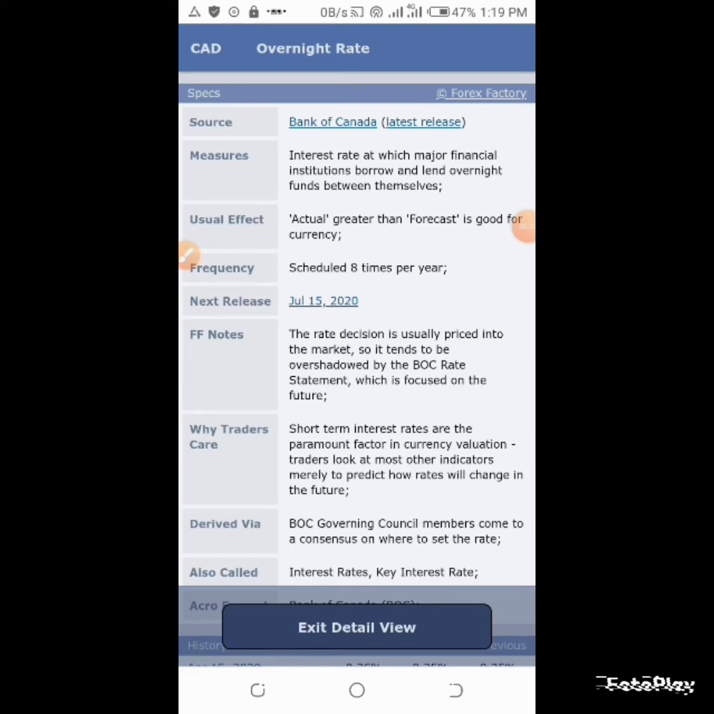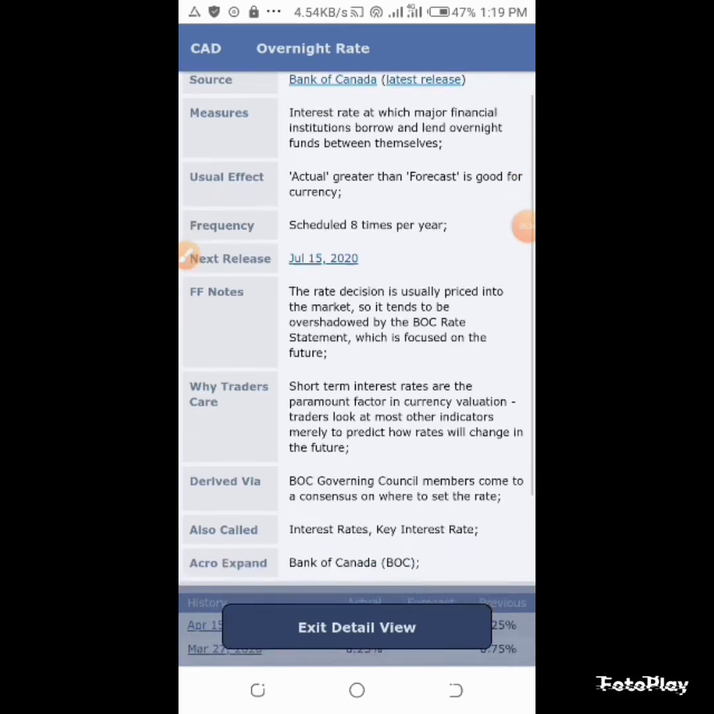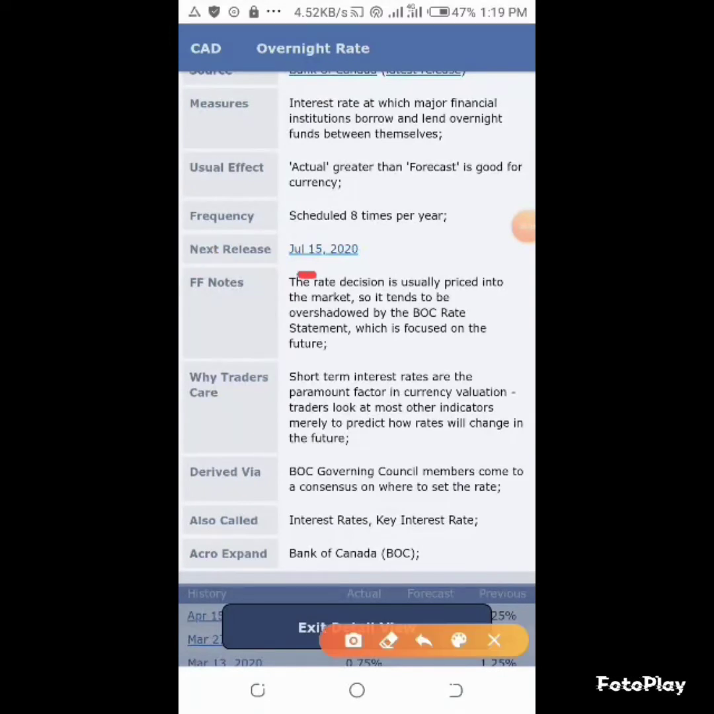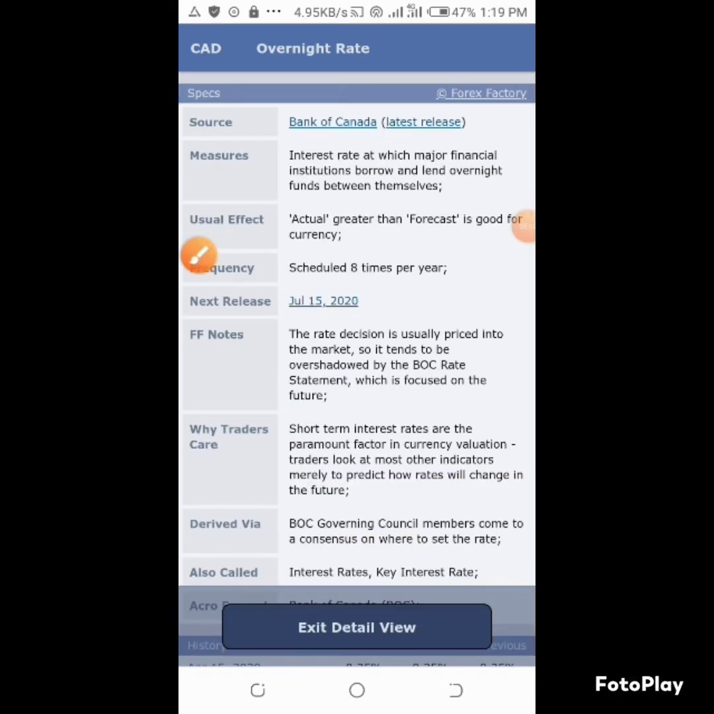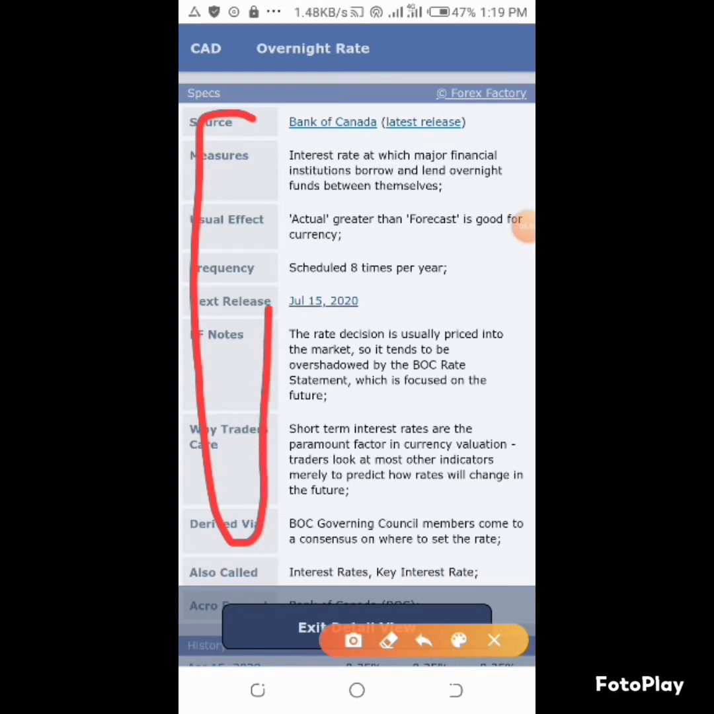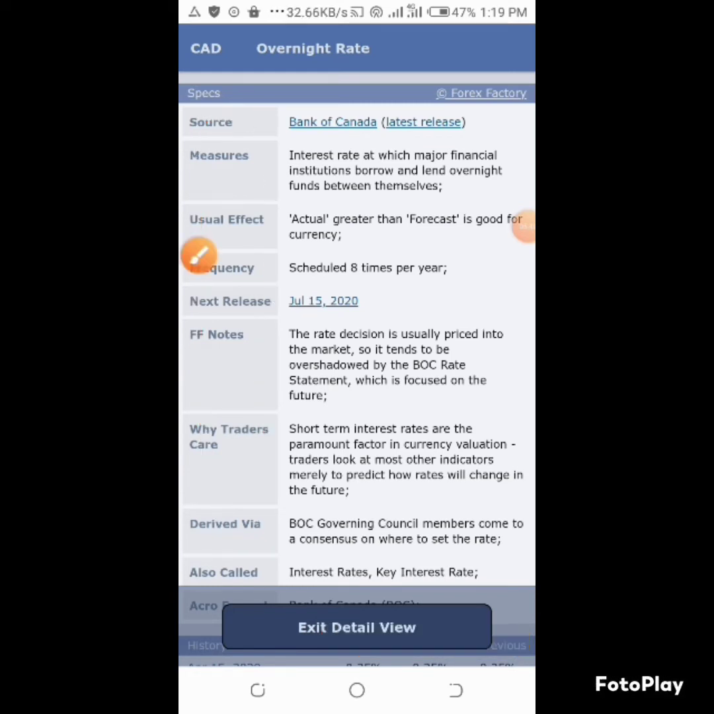0.25%. If you click on this folder right here, it's going to give you the detail on this. Interest rates at which major financial institutions borrow and lend overnight funds between themselves. Actual greater than forecast is good for the currency. Remember, actual greater than forecast is good for the currency, right?